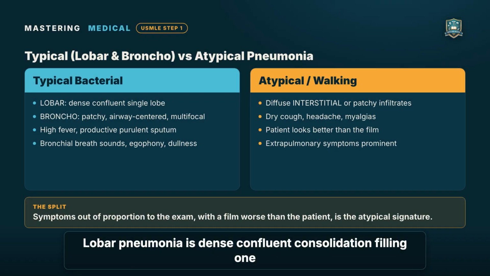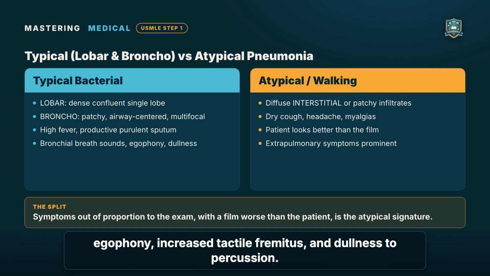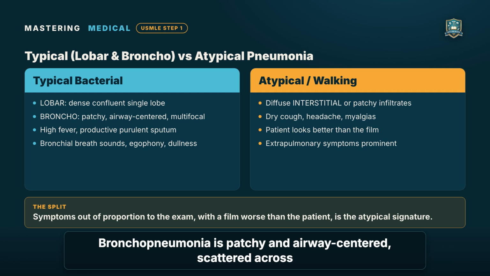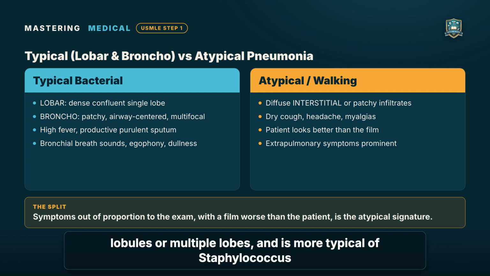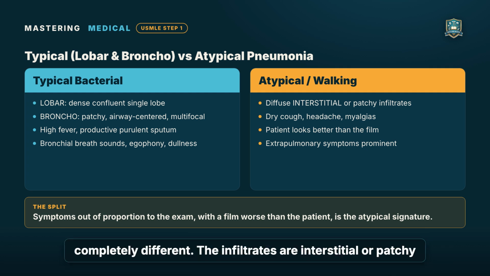Lobar pneumonia is dense confluent consolidation filling one lobe, classically Streptococcus pneumonia, and it gives you the full exam findings. Bronchial breath sounds over the consolidation, egophony, increased tactile fremitus, and dullness to percussion. Bronchopneumonia is patchy and airway-centered, scattered across lobules or multiple lobes, and is more typical of Staphylococcus aureus, Haemophilus, and Klebsiella. Atypical pneumonia looks completely different.